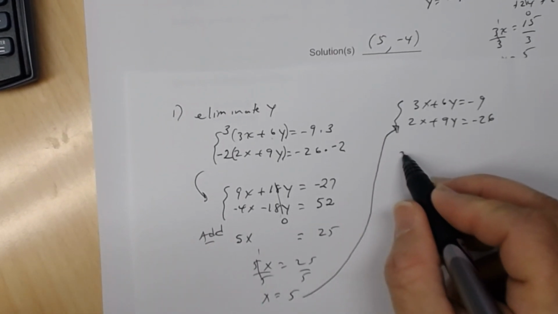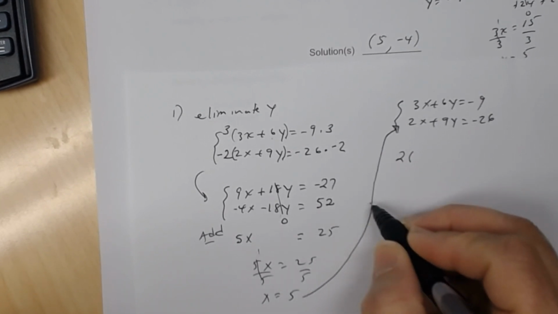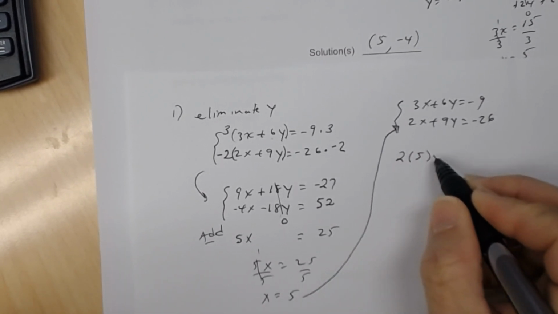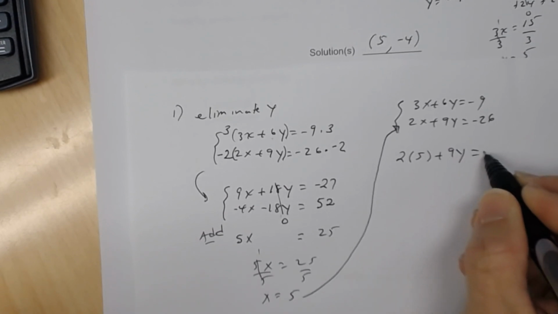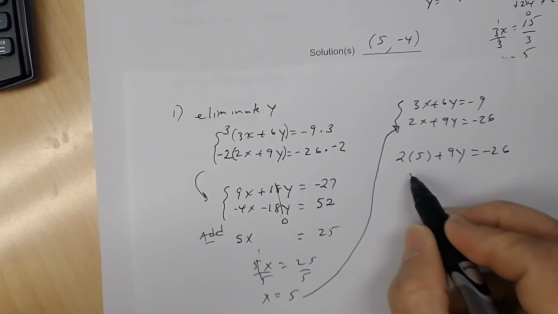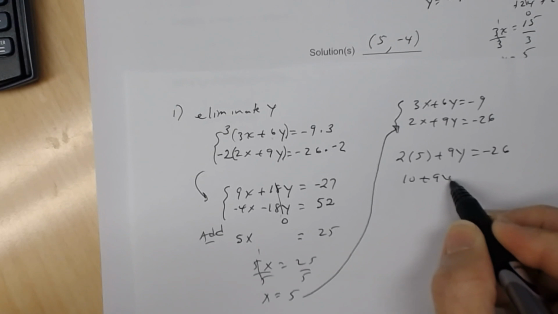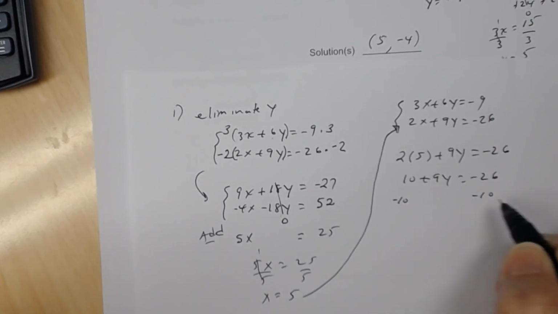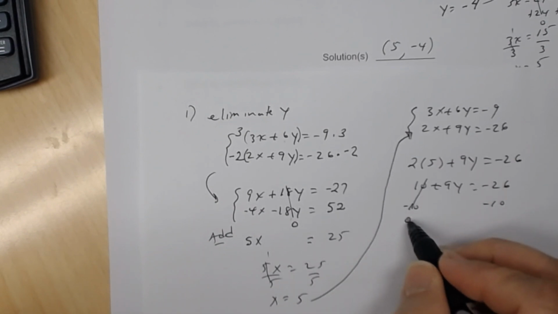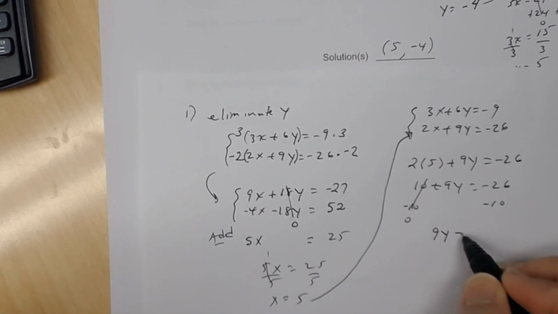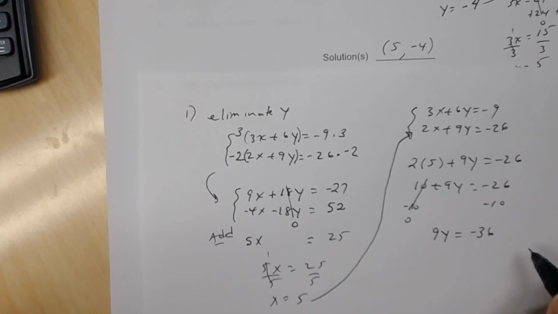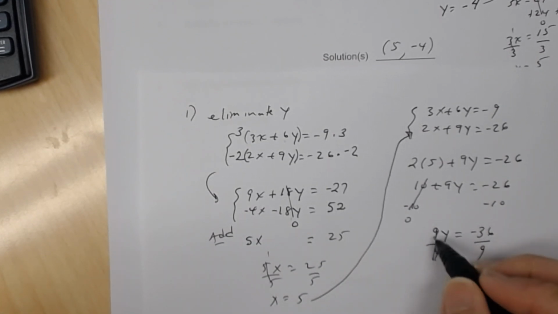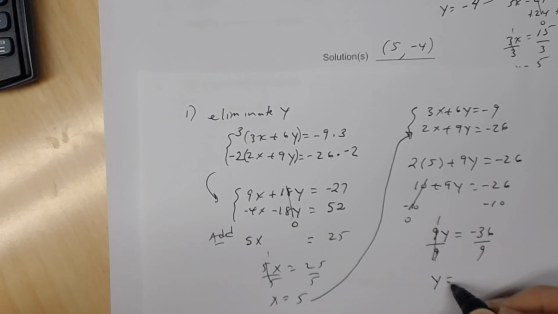So I'm going to get 2 times 5 plus 9y equal negative 26. 10 plus 9y equal negative 26. Subtracting 10 from both sides and combining like terms, I get 9y equal negative 36. Divide both sides by 9. 9 divided by 9 is 1. 1 times y is y. I get y to be a negative 4. Alright, and that's what we had.